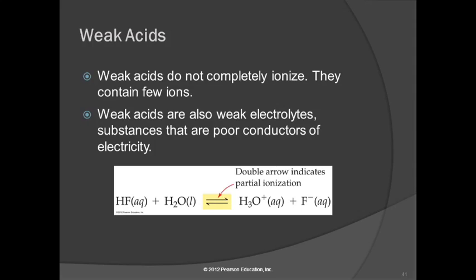Weak acids do not completely ionize. They contain few ions. Most of the weak acid is still as a molecule. So HF, when it's put in water, we have a double-headed arrow here. There's an equilibrium occurring, and the equilibrium lies pretty far to the left. We've talked about ionization constants. The equilibrium constant for this reaction is fairly small, and so there's going to be a lot of HF, and there's going to be very little fluoride and very little hydronium ion.